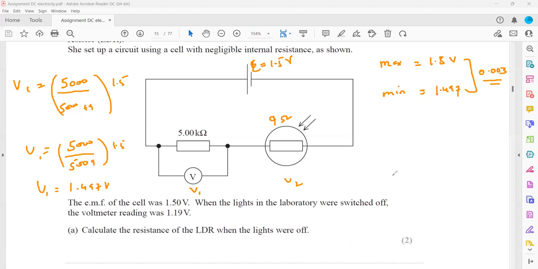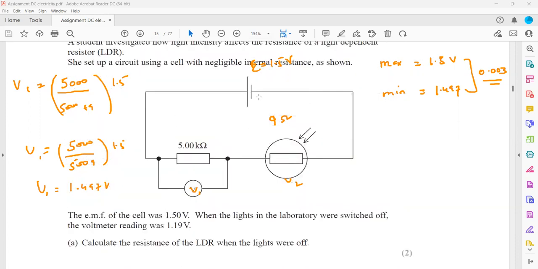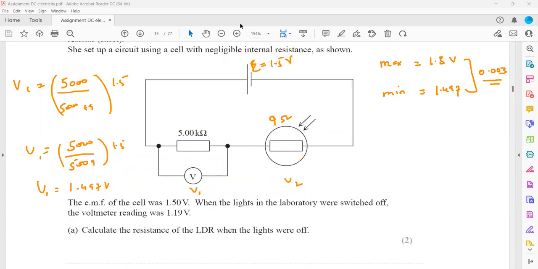But the voltmeter accuracy is only 0.01, as I mentioned in the question: the voltmeter is only accurate to 0.01. So can this voltmeter record this small change? A voltmeter can record a change of 0.01 volts. But the maximum reading across the voltmeter can be 1.5 and the minimum reading is 1.497, so this change cannot be recorded.